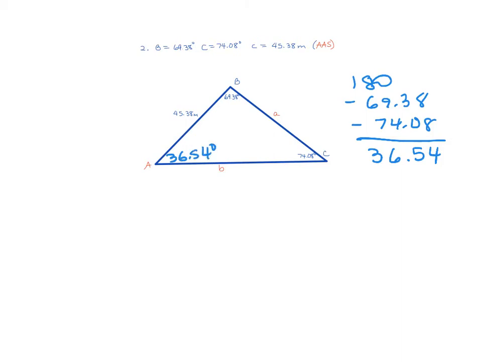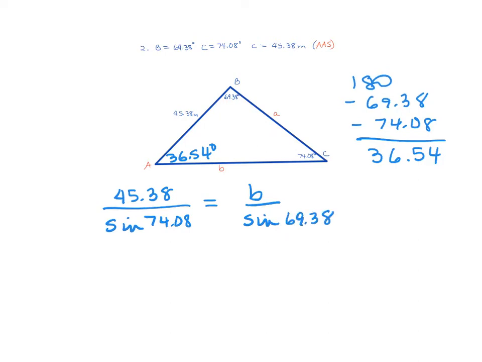And now I can use my formula. I'm going to go ahead and use the sides that were given. So I'm going to do 45.38 over the sine of C, and angle C is 74.08. I'm going to look for little b first. So b over the sine of 69.38. Again, I'm going to use my cross products here. Multiply that, and then that.